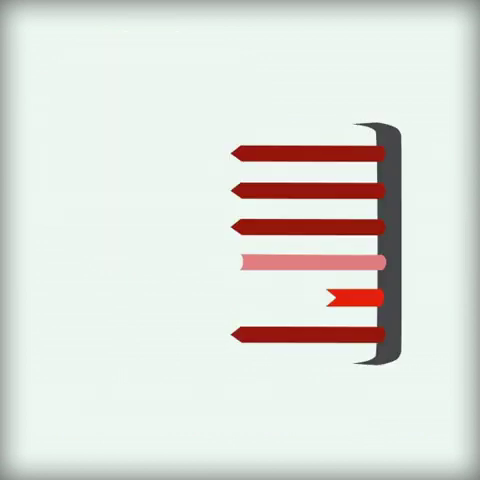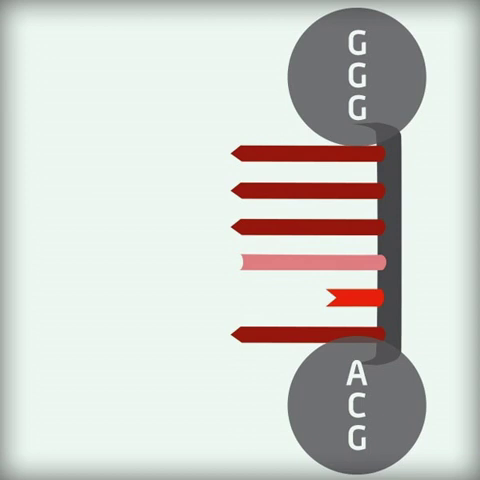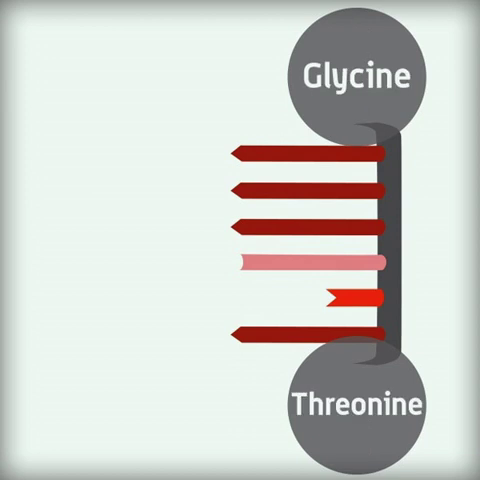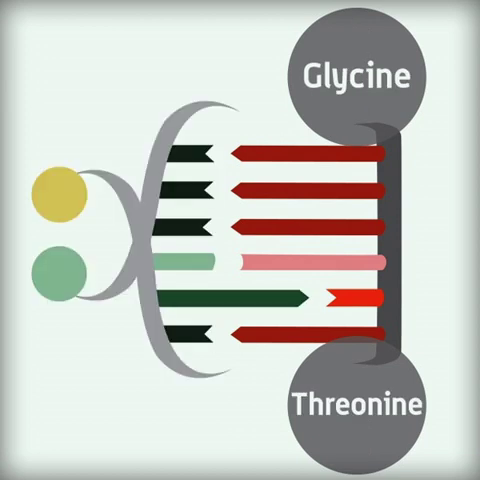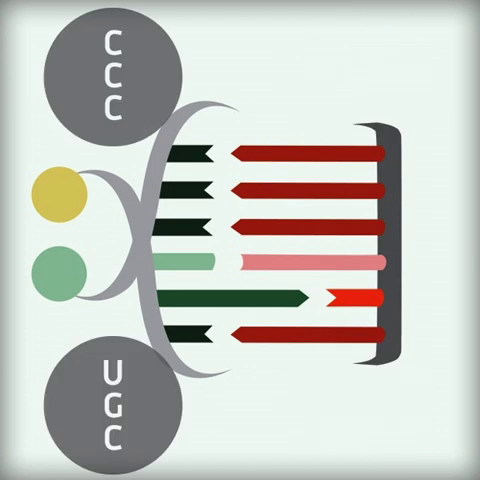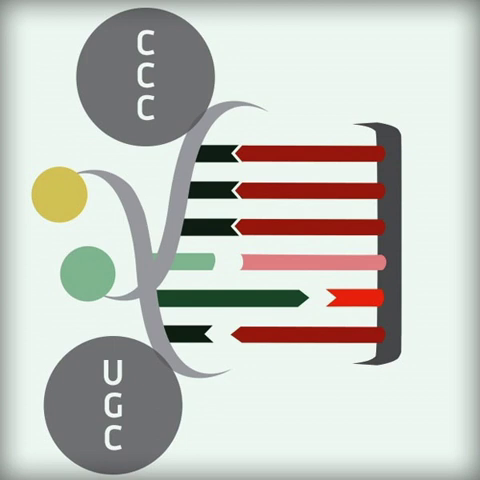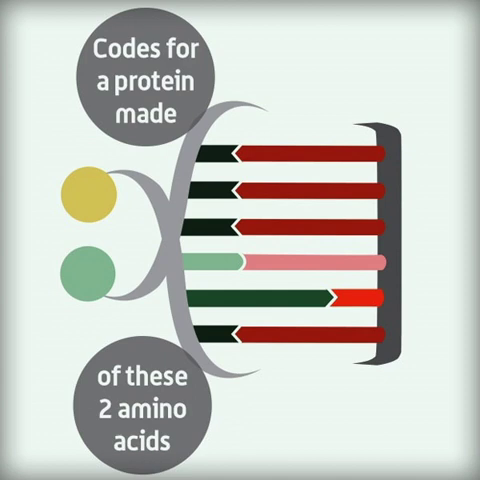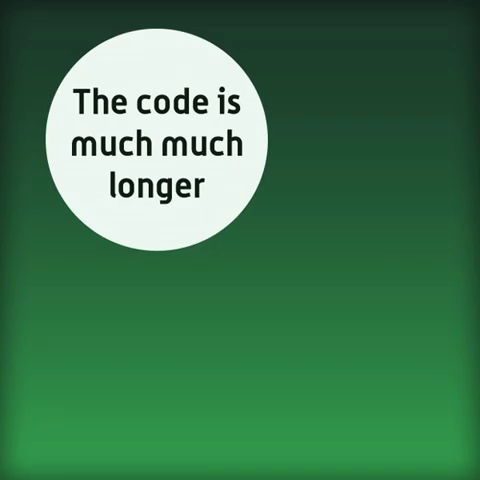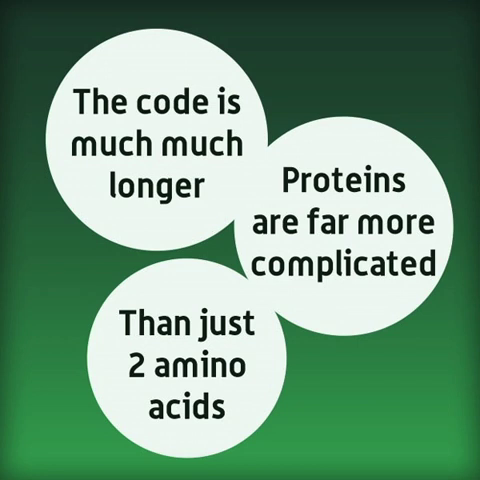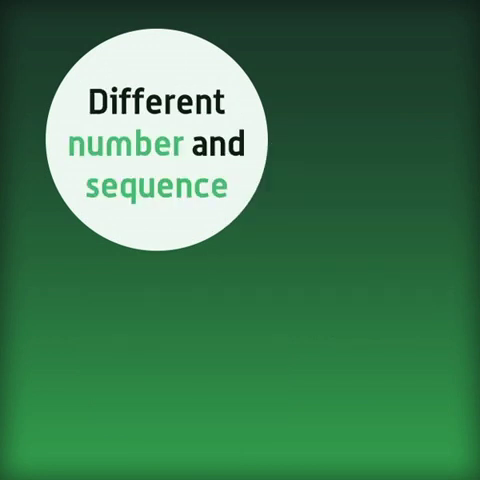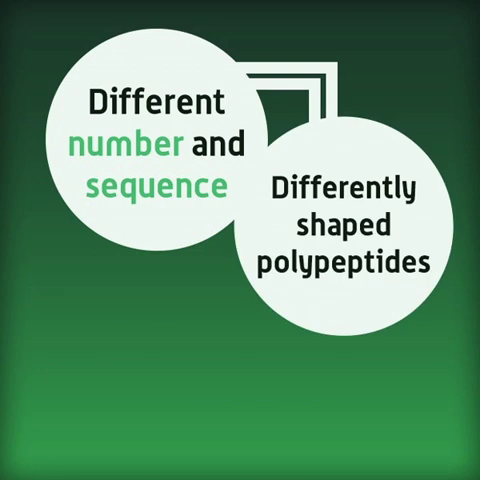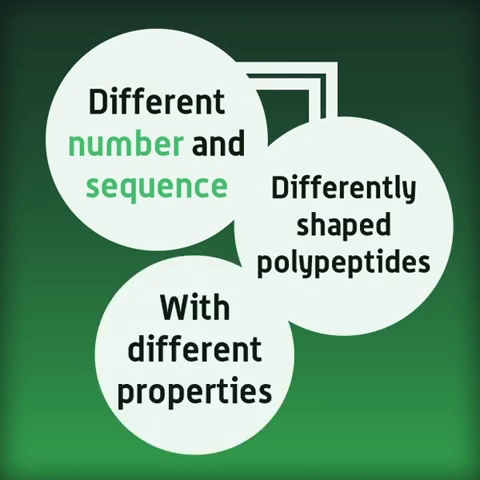For example, if the mRNA code is GGG, ACG, the amino acids coded for are glycine and threonine. The complementary codes on the tRNA anticodons are CCC and UGC. So glycine attaches to one end of the CCC tRNA and threonine to the other. So our little piece of mRNA codes for a protein made of these two amino acids. In practice, the code is much, much longer, and the proteins are far more complicated than just two amino acids. The different number and sequence of amino acids leads to differently shaped polypeptides with different properties.